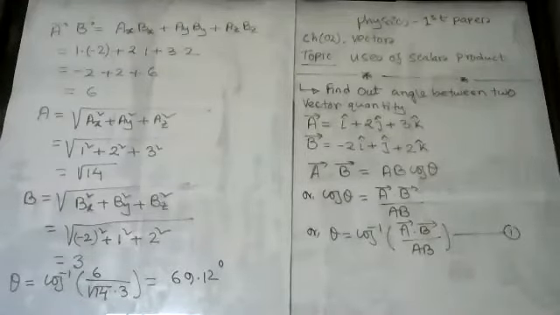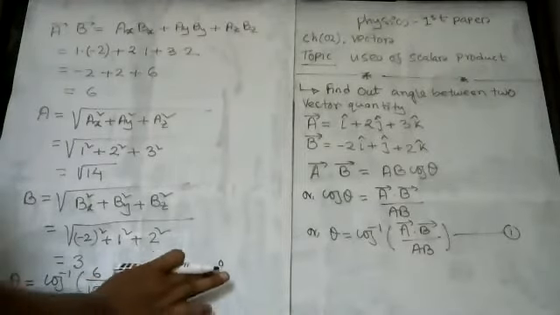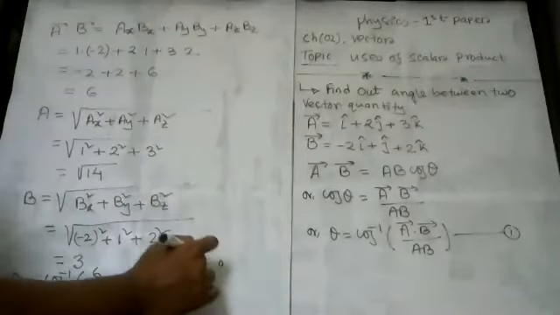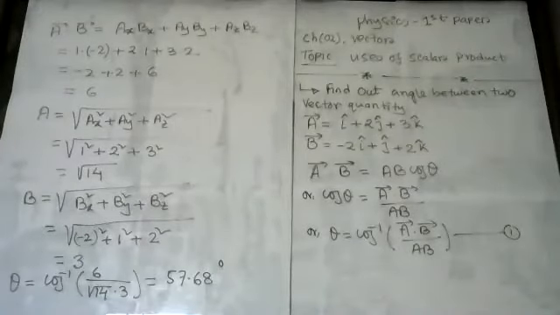Sir, by using the angle dot product, it will be 57.68, sorry. So it will equal to 57.68. Very good, no problem. So we can say that here the first application of dot product is here.